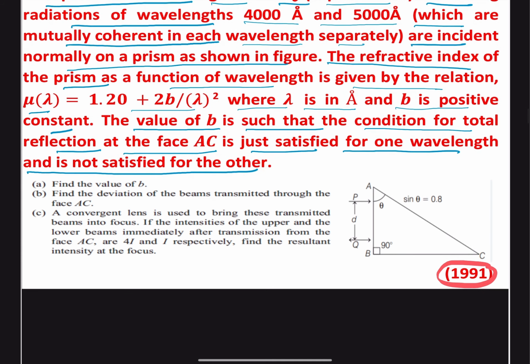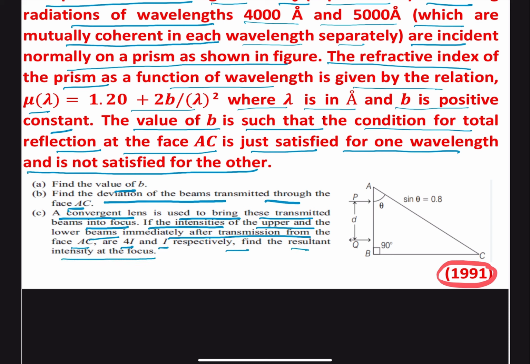Based on this, we have questions. First question, find the value of b. Part B, find the deviation in the beams transmitted through the face AC. And finally, a convergent lens is used to bring these transmitted beams to focus. If the intensity of the upper and the lower beam immediately after transmission from face AC are 4I and I respectively, find the resultant intensity at the focus.